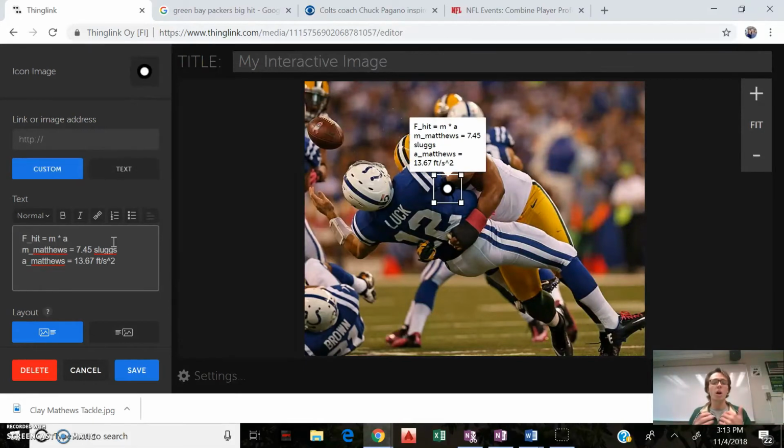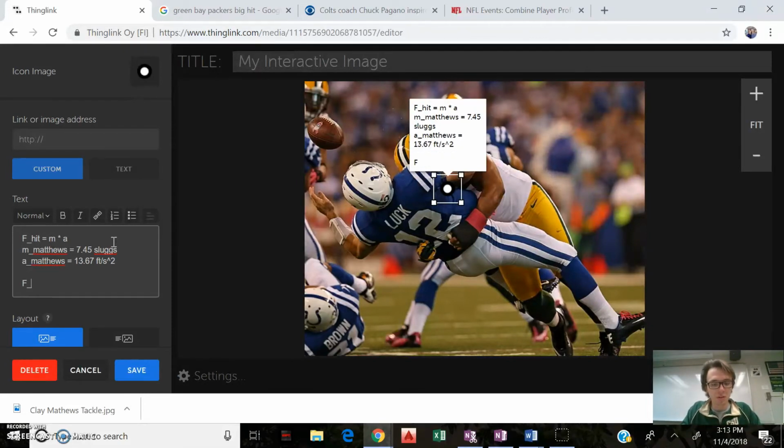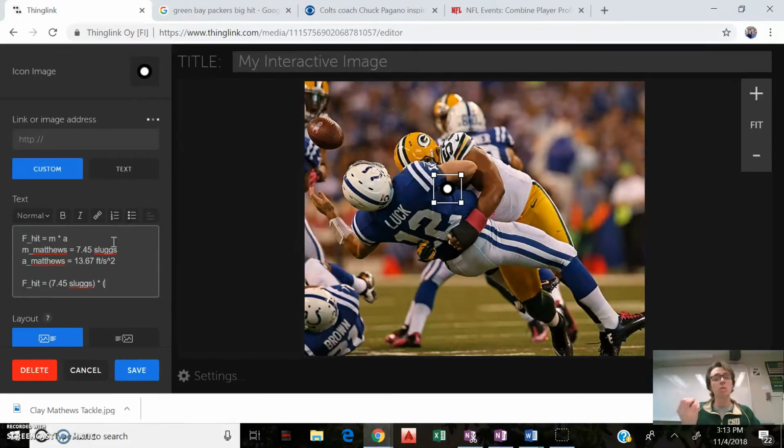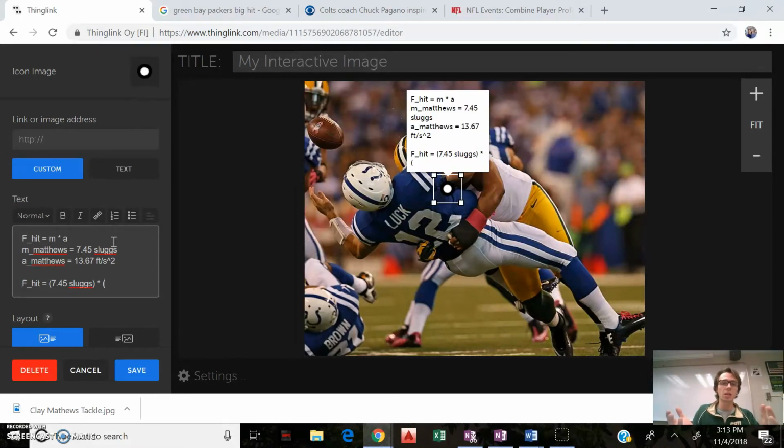Now we want to make sure that we always put our units out there and describe our situations. So what does that mean? That means that F_hit is equal to 7.45 slugs. We can absolutely put our units in there, and we should, to describe the situation to someone who doesn't know what's going on. If anybody is looking at this situation, we want to be sure that we describe it with the most clarity possible, because not everybody who looks at this is going to be a scientist like you and me. So let's just make it good on them.